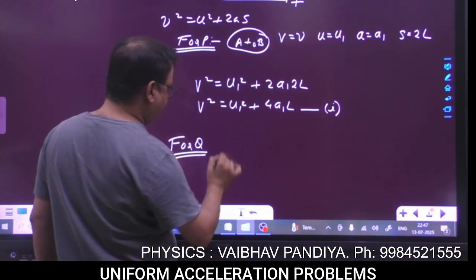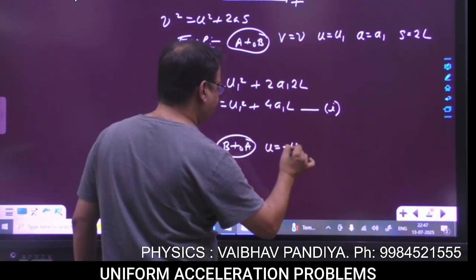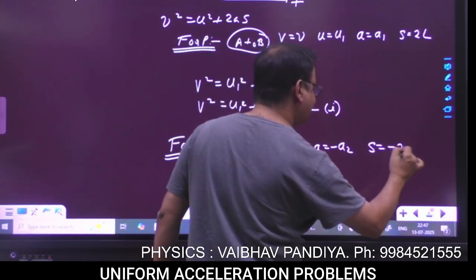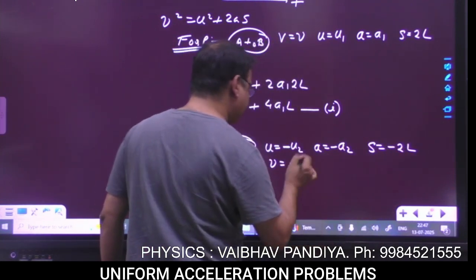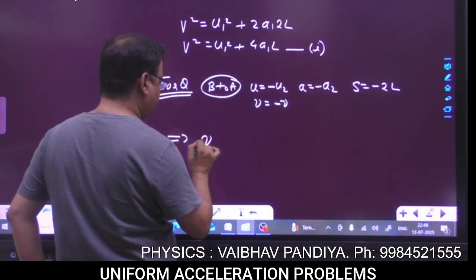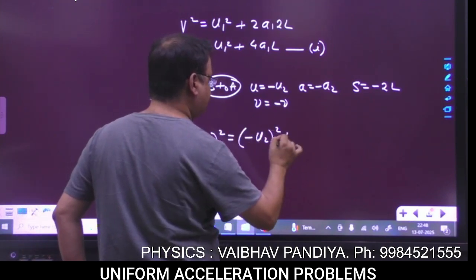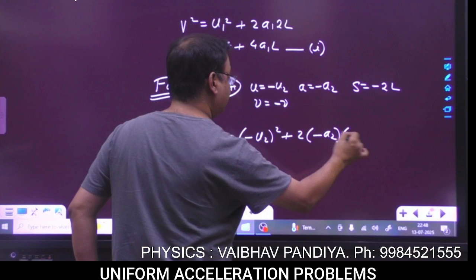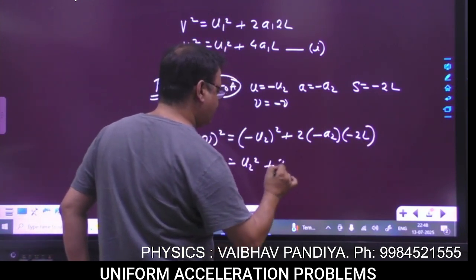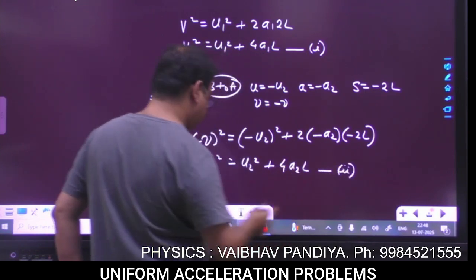Okay, and you are applying for Q from B to A. So the initial velocity is minus U2, the acceleration is minus A2, the displacement is how much? Minus 2L, the final velocity is minus V, it is going towards the left side. So I will have the equation: minus V square is U2 square... that is, minus V square is minus U2 square plus 2 into minus A2 into minus 2L. So we'll get V square is U2 square plus 4A2L. Let it be equation number 2.